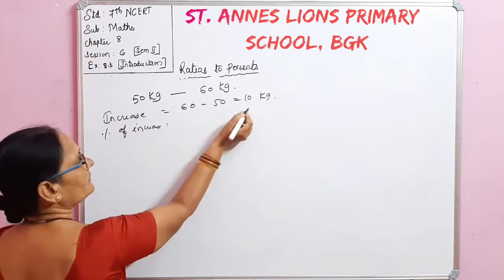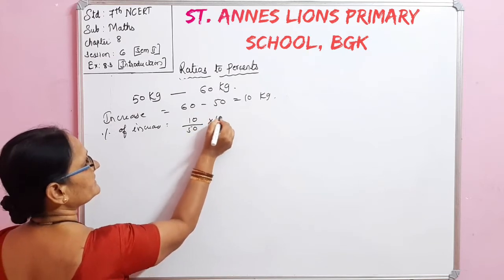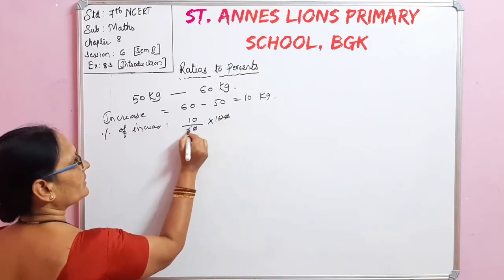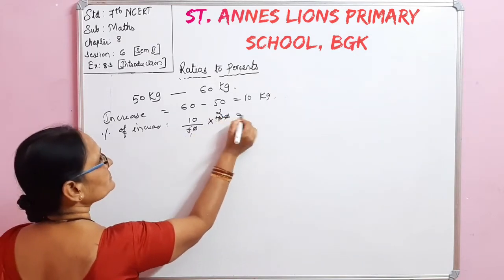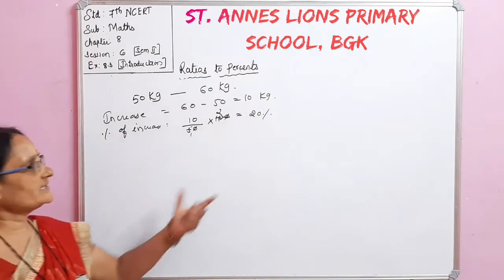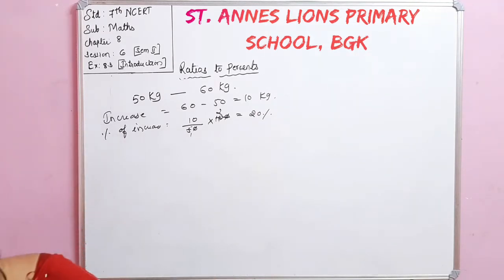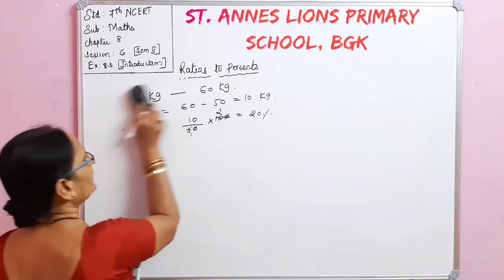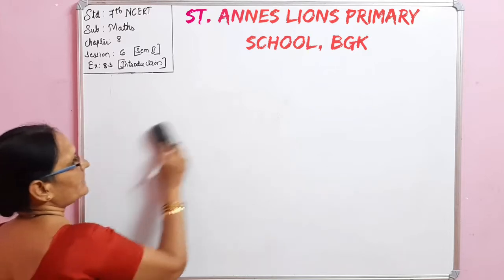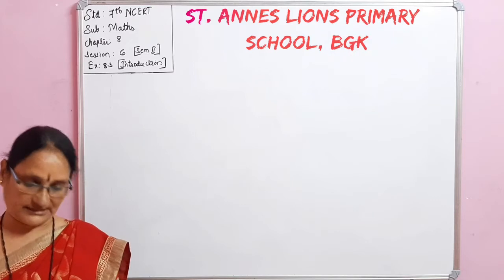It is equal to the increase, 10, divided by last year's 50, into 100. 10 by 50 into 100: 5 twos are 10, so 20%. 20% is the increase in his weight. This is the method of finding the percentage increase. Now, in the same way, ratios and percentages are applied in the market area also.